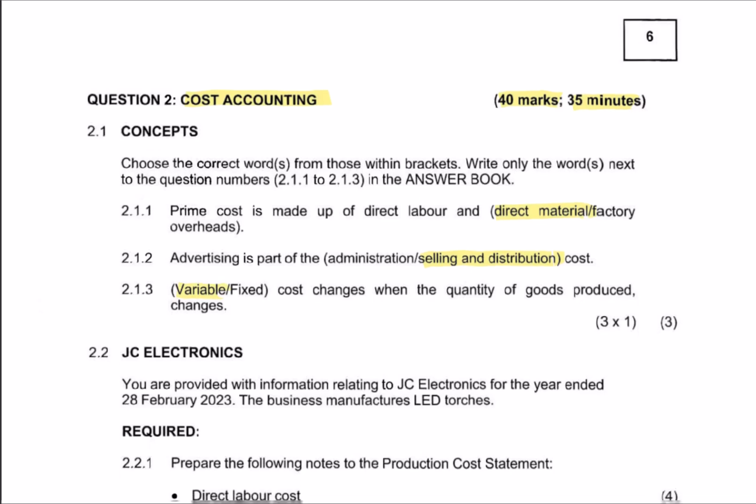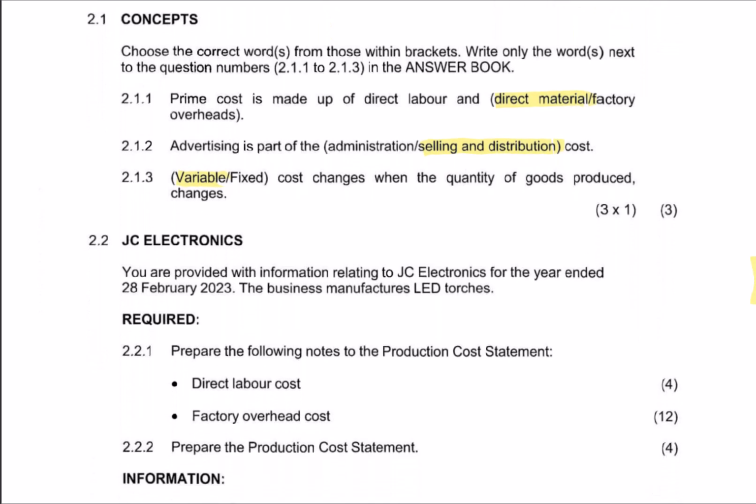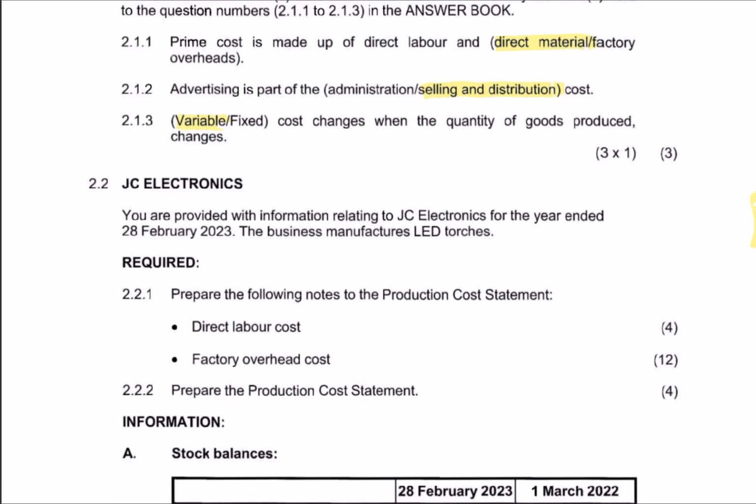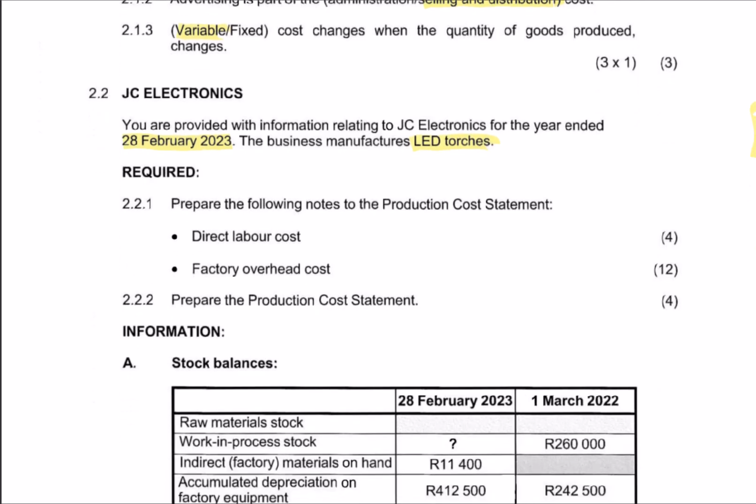Right, then the next question says you are provided with information relating to JC Electronics for the year ended 28 February 2023. The business manufactures LED torches. Prepare the following notes to the production cost statement. Right, you need to prepare the direct labor cost and factory overheads. There are a lot of marks on the factory overheads, and that means lots of adjustments.